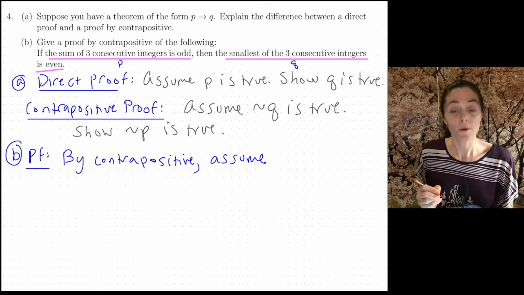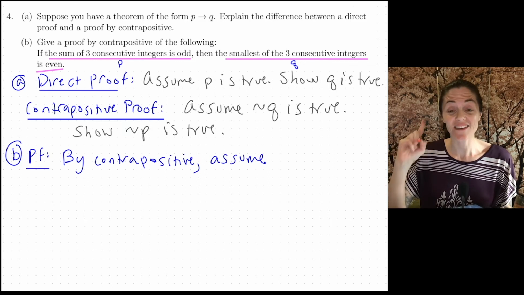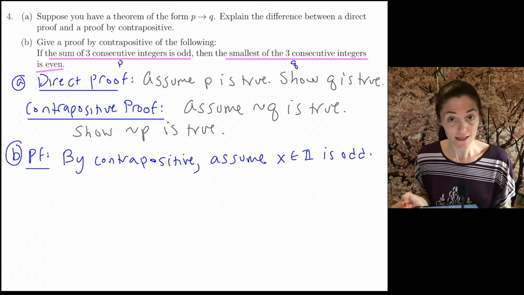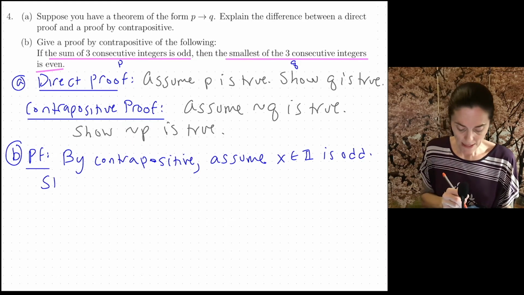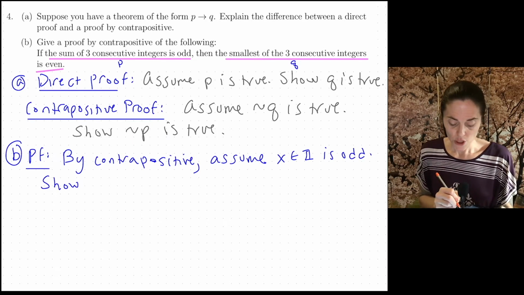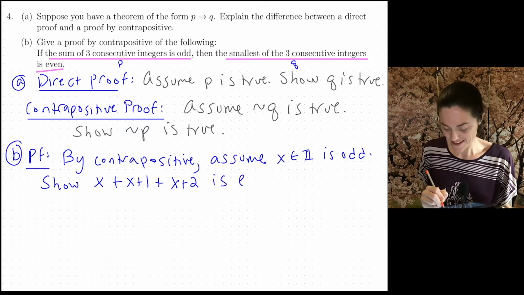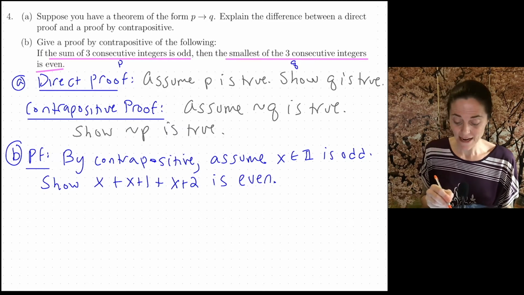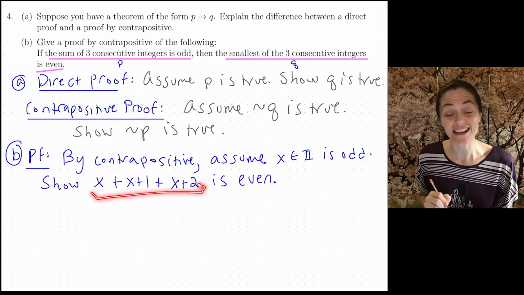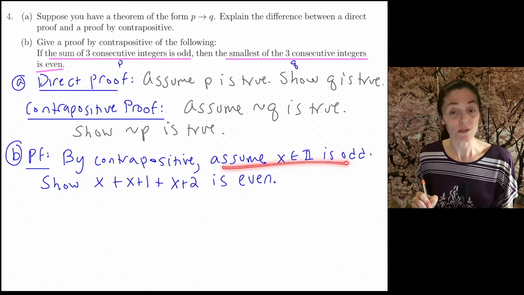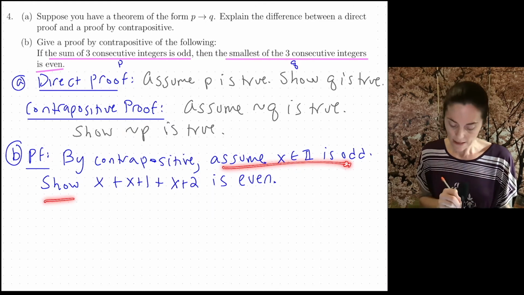Okay, so let's assume the smallest of 3 consecutive integers is odd. So that would be that x in Z is odd. Now this will be the smallest of my 3 consecutive integers. We want to show, let's take x, then the next one, x plus 1, and then the next one, x plus 2. This will be even. This is exactly what I want, right? This part is the sum of the 3 consecutive integers with this being the smallest. And so we have written what we assume, proving by contrapositive, and what we need to show.